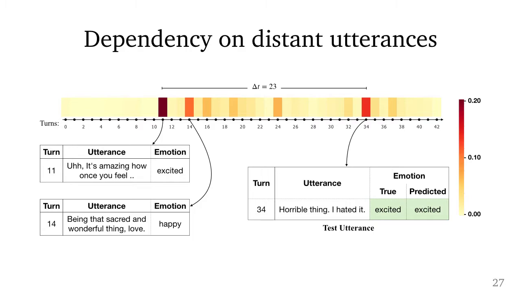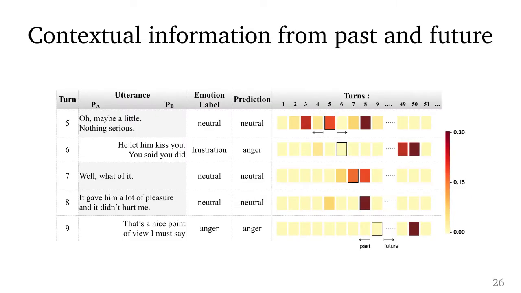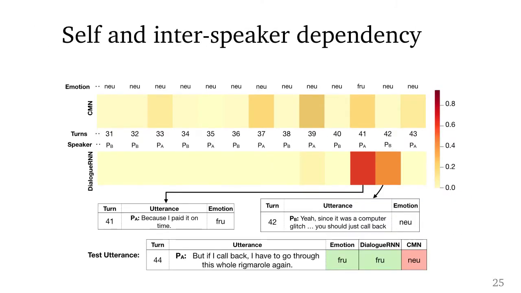Sorry, I have a question. The self and inter-speaker dependency: what is the self here? Yeah, self here is person A. So we want to classify utterance 44, which is by person A, and we saw that utterance number 41, which is also by person A, is important. This is just the attention visualization.